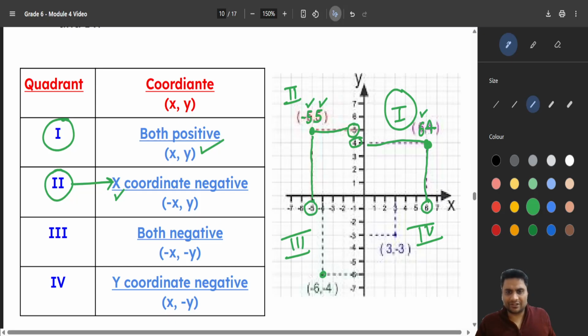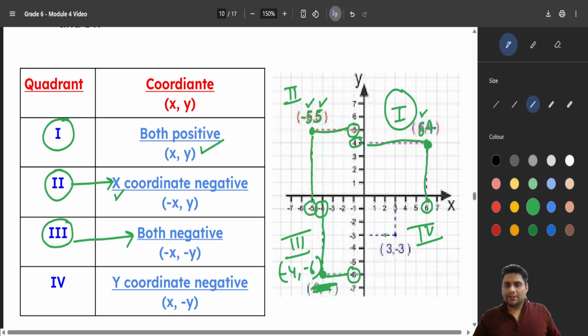Third quadrant, let's take this point. How much in x? It is -4, right? And how much in y? It is -6. So the location here is -4 and -6. If you check carefully, both the x and y coordinates here are negative, right? So remember, whenever a point has both x and y negative, it is from the third quadrant.